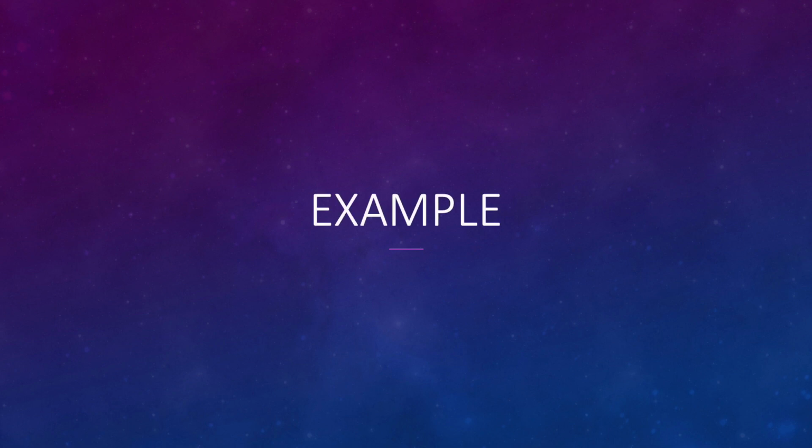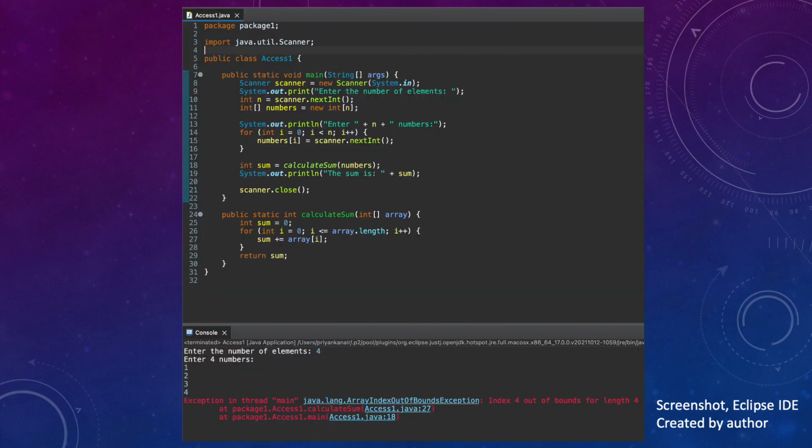Now, we will go over a simple example of debugging using the Eclipse built-in debugger. This code is a simple addition calculator where the user can first input how many numbers they want to calculate the sum of, and then they can input the numbers themselves.